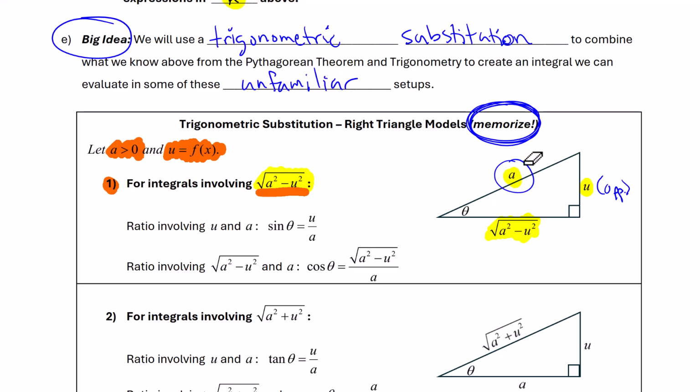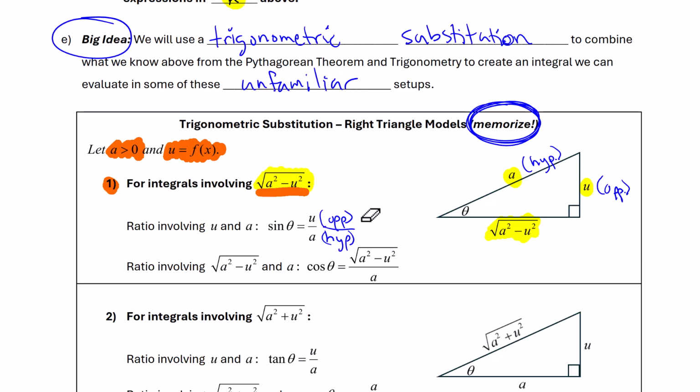And then, of course, a, being our hypotenuse, is the hypotenuse no matter which angle you're talking about. So if you're talking about opposite and hypotenuse, then we can use a familiar friend. The sine of theta is equal to opposite over hypotenuse. And so for our model here, that means sine of theta is equal to u, the opposite, over a, the hypotenuse. And so that becomes a relevant formula given this triangular model we're now using.